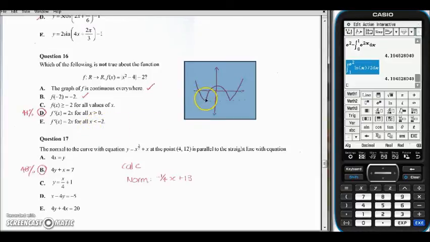But negative 2 is this point here where you've got this funny bit where it changes between two different derivatives. So I guess that was another way, probably the easiest way to figure out what the answer was. So it was D.